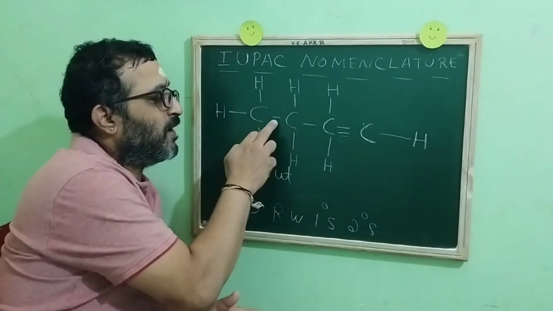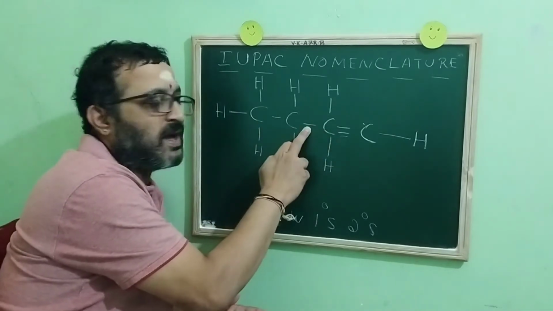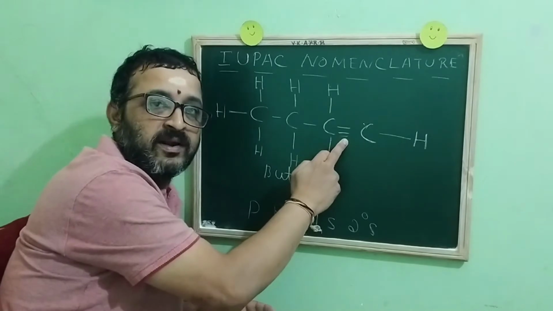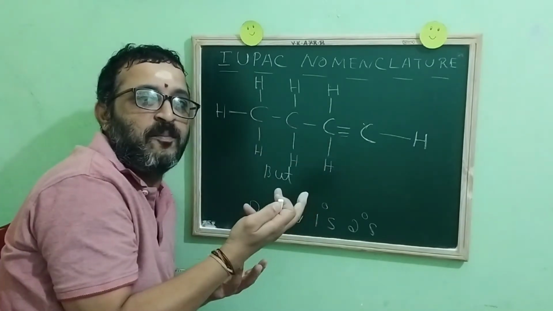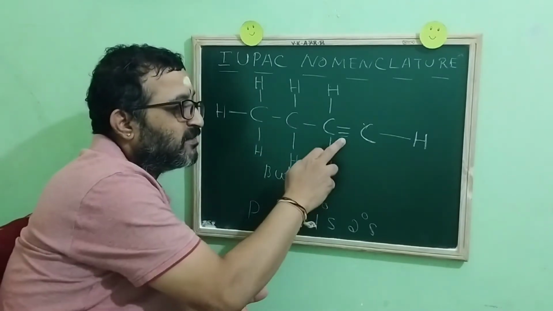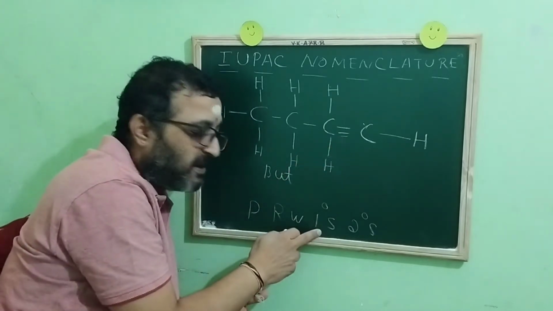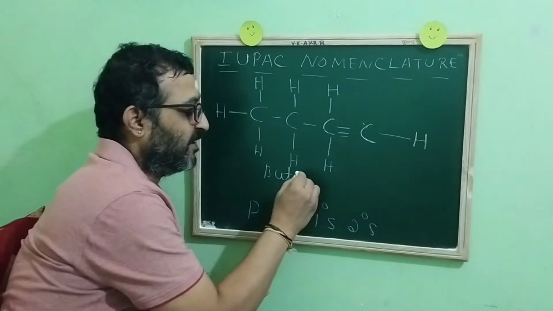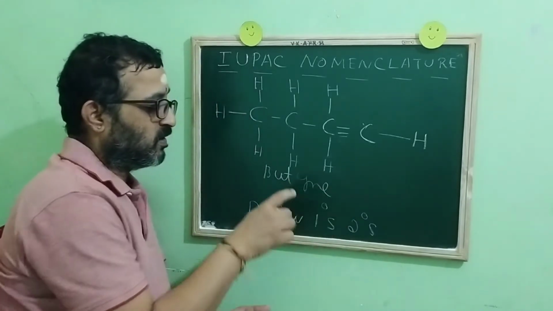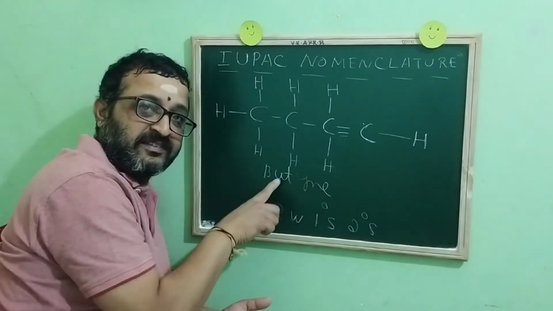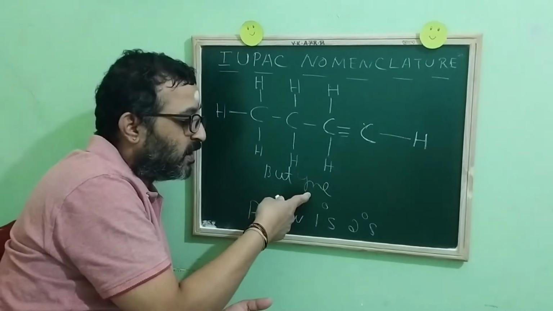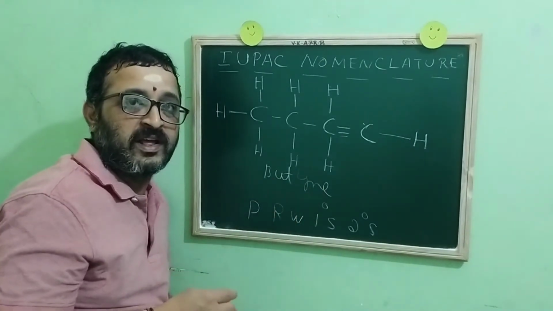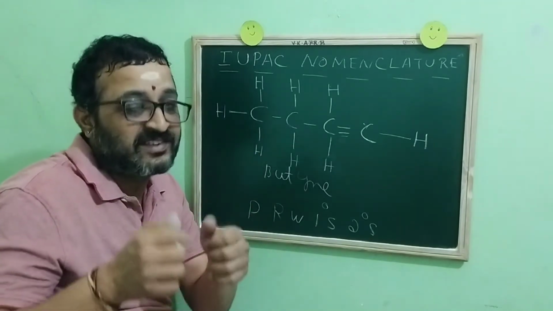Now between these two we have a single bond. Between these two we have a single bond. But between these two we have what? Triple bond. That is, it's an unsaturated compound. So if it is having a triple bond, then the primary suffix we are supposed to use is what? Ine. Right? So I am writing primary suffix after root word. So the name of this compound will be what children? Butyne. Is it clear children?